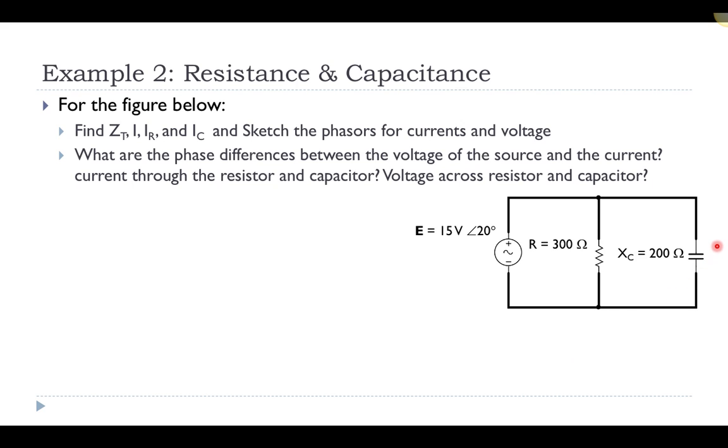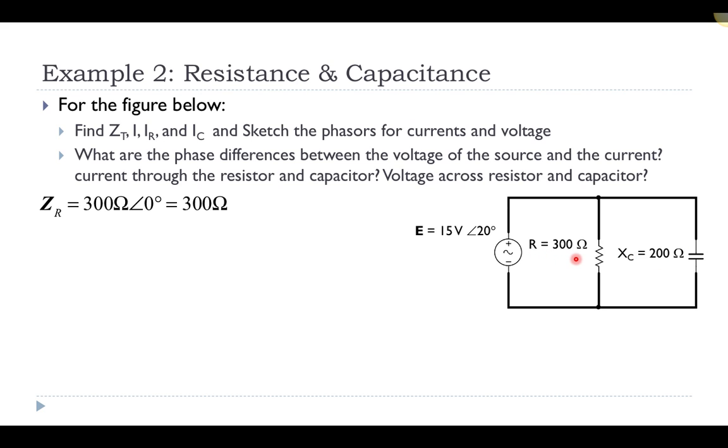So we know that we can take these two components and replace them with one equivalent total impedance. Our goal would be to figure out what that total impedance is so that we can then solve for the current that's coming out of the AC source. In order to do that, we need to write the impedance of each of these components.